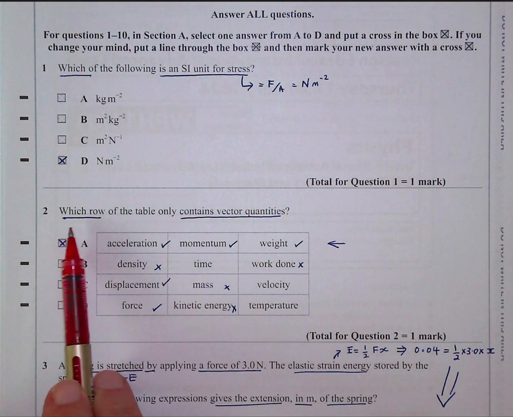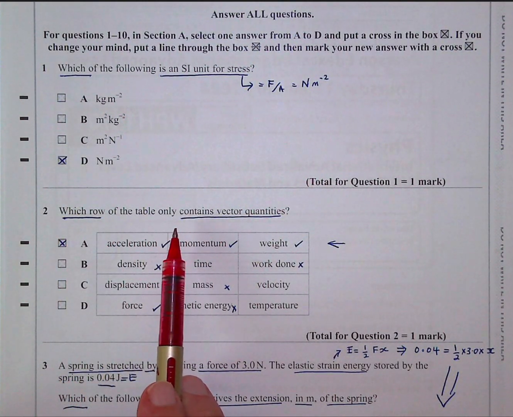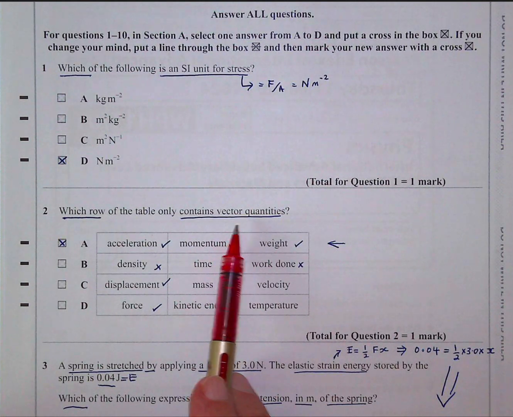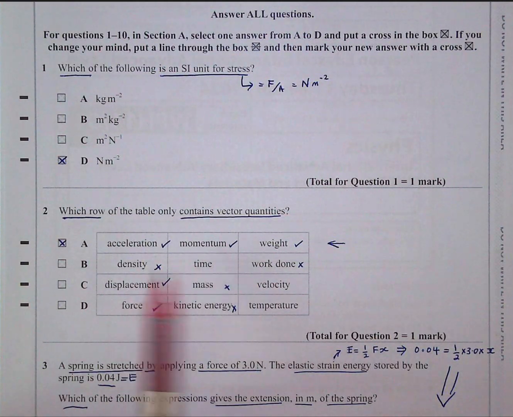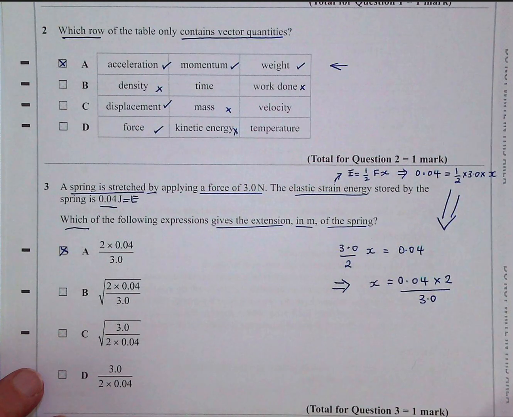Question 2, which row of the table contains vector quantities? I've just ticked a few vector quantities and I can see only A has vector quantities, and I've put a couple of X's where you know they're not vector quantities, so only A can be correct. So you need to know what vector quantities are. That's just revision you need to do.